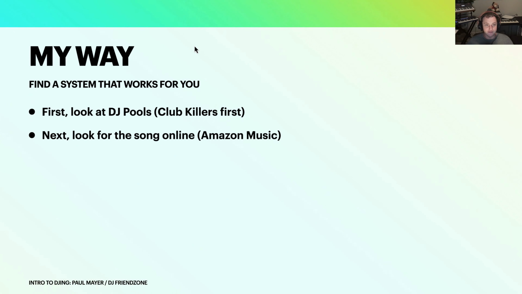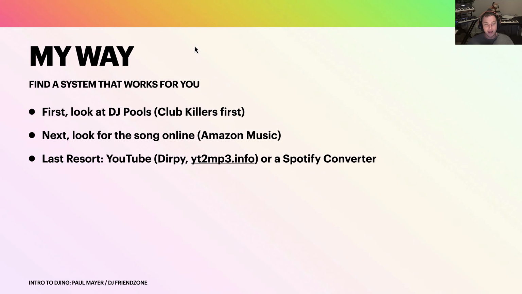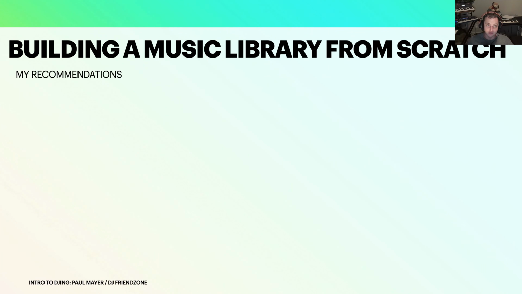Then what I'll do if I can't find it there is I'll look for the song online. I tend to use Amazon Music because I don't think you can buy music from iTunes anymore. So you would have to use something online, Amazon Music. If it's an EDM track, typically I'll find it on Beatport. And as a last resort, something like a YouTube to MP3 converter or a Spotify converter. Once again, remember that the sketchiness and legality of this is questionable, but sometimes you just need to have that song and you've got to do what you can.